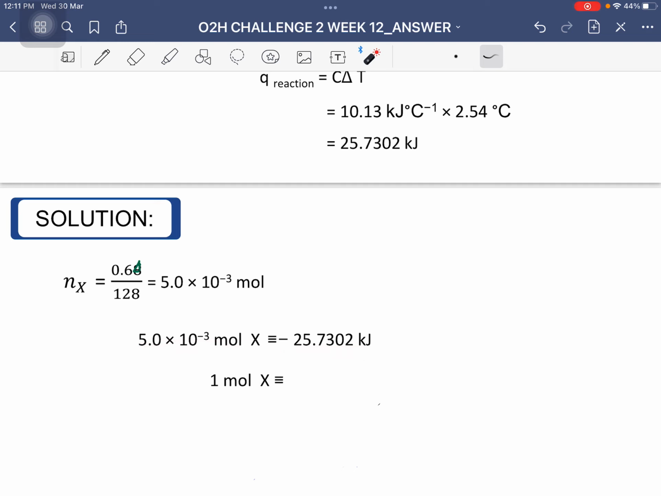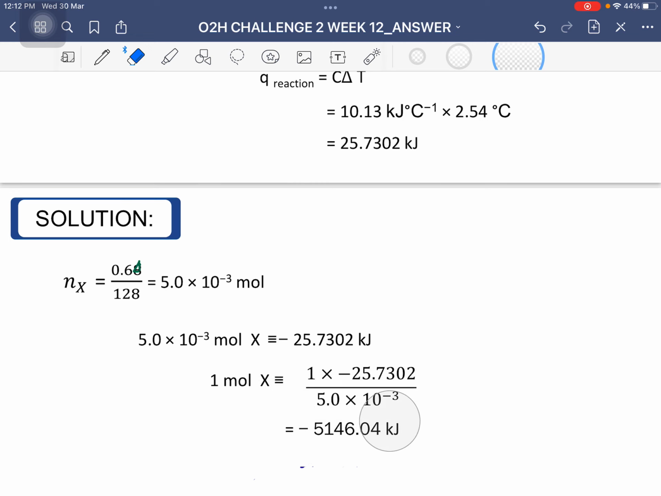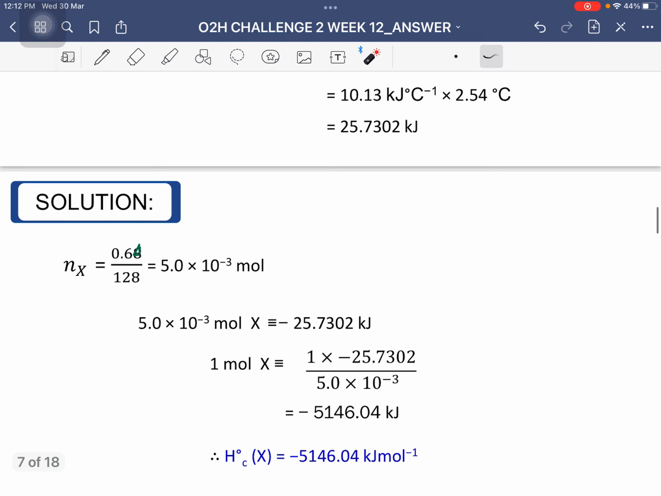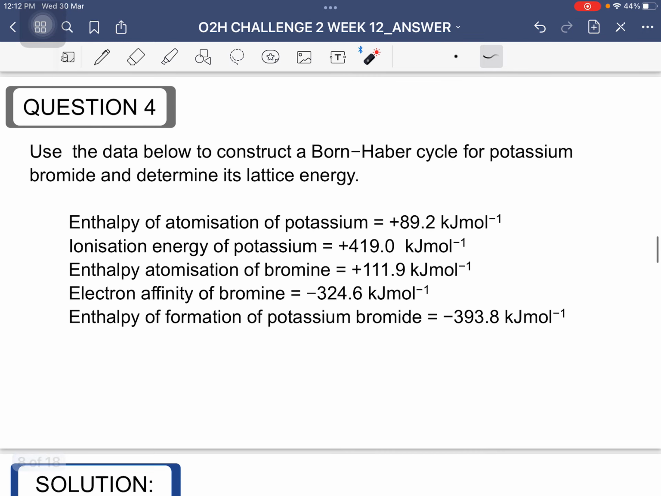Heat of combustion adalah apabila 1 mol bahan terbakar. Jadi kalau 1 mol bahan terbakar, kita buat ratio cross multiply, you akan dapat sebanyak 5146 kJ. So heat of combustion adalah untuk 1 mol adalah sebanyak 5146.04 kJ per mol, dan dia adalah negatif disebabkan pembakaran. Okay. And the last one, kita pergi ke soalan 4.